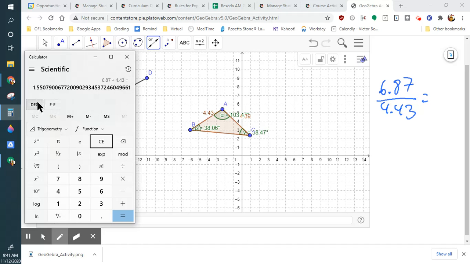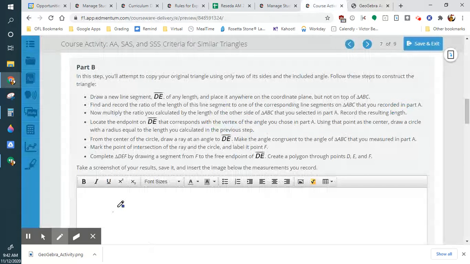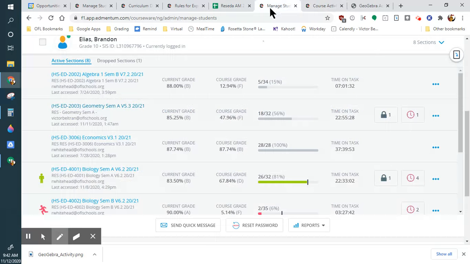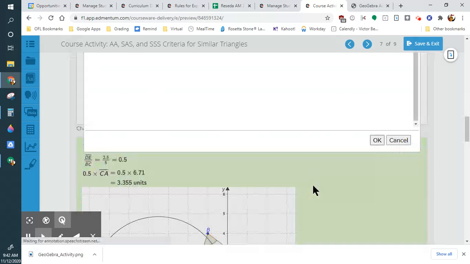If I go to 2 decimal places, 1.55. Oh, and that's not too far off. Okay, so that's good. So we're going to get this 1.55. You're going to make sure you're having this written down on the side. I actually recommend writing it on here if you can.